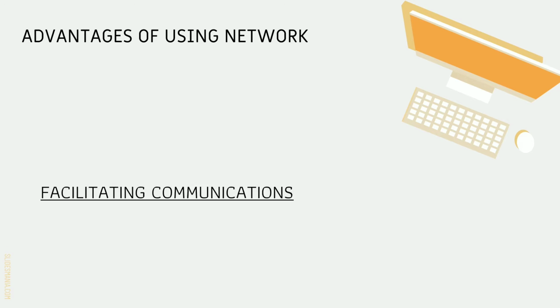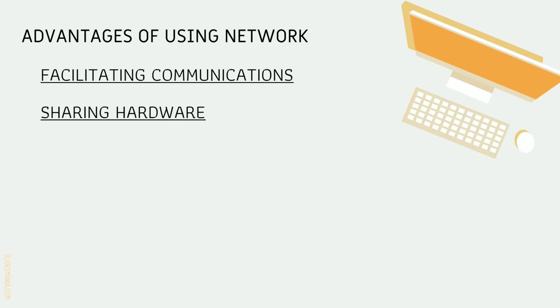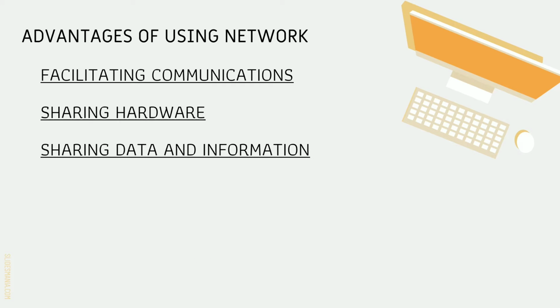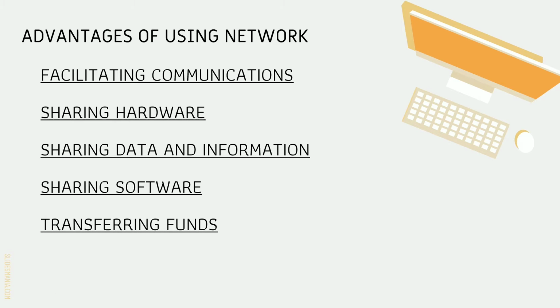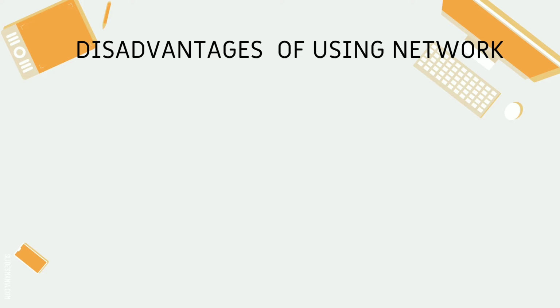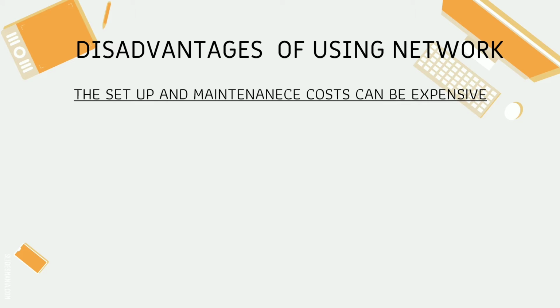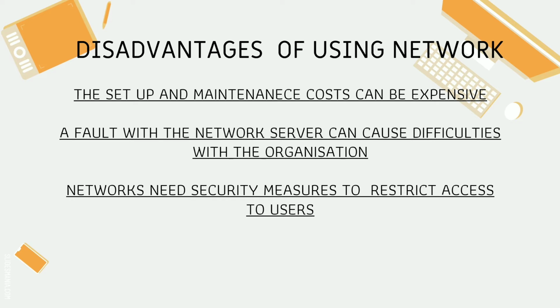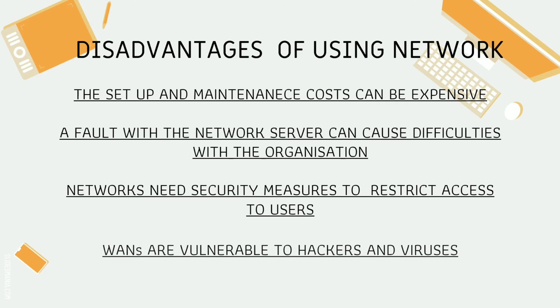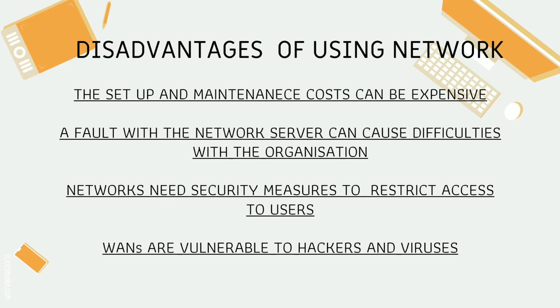The advantages of using a network are facilitating communication, sharing hardware, sharing data and information, sharing software, and transferring funds. But the disadvantages of using a network are that the setup and maintenance cost can be expensive. Any fault with the network server can cause difficulty. The network needs more security measures to restrict access to users, and the WAN is vulnerable to hackers and viruses.